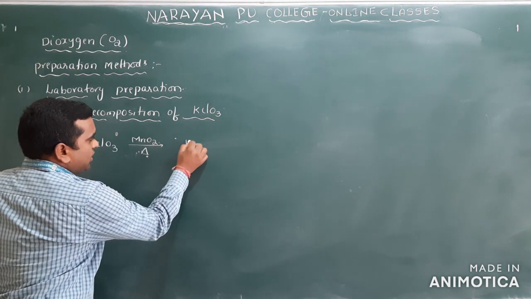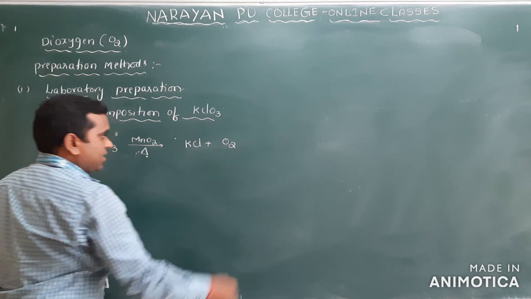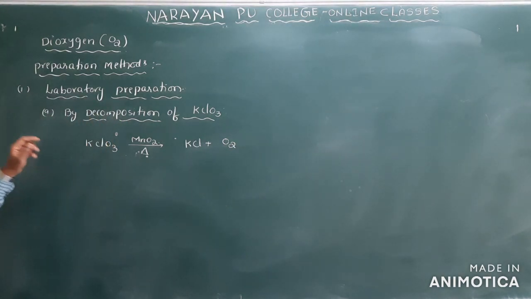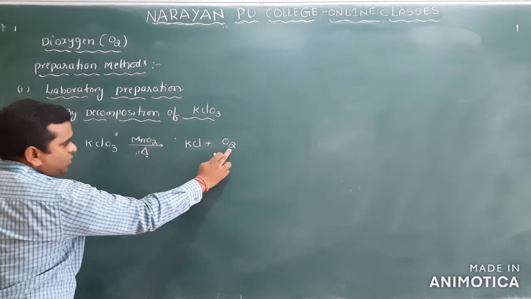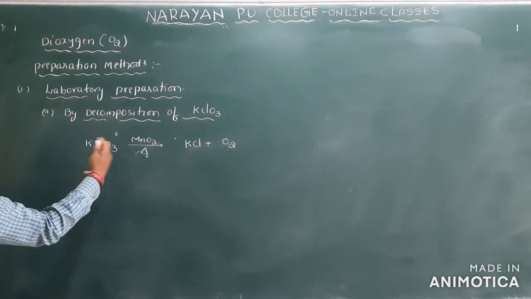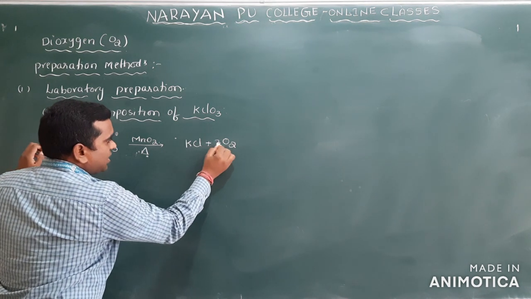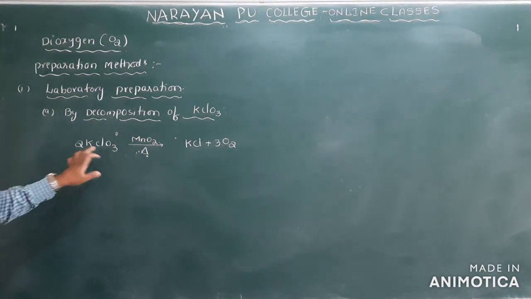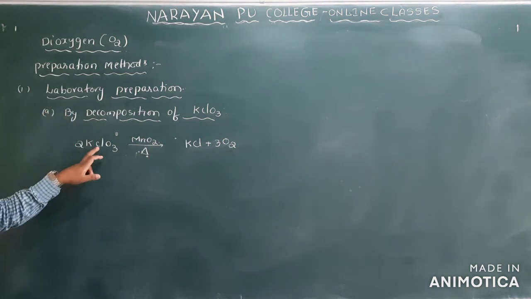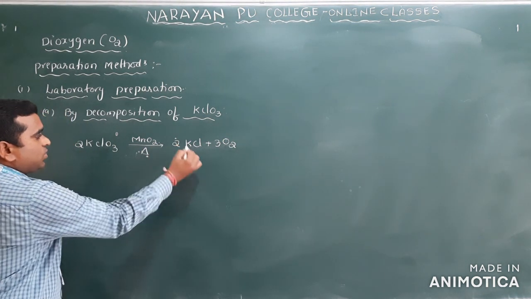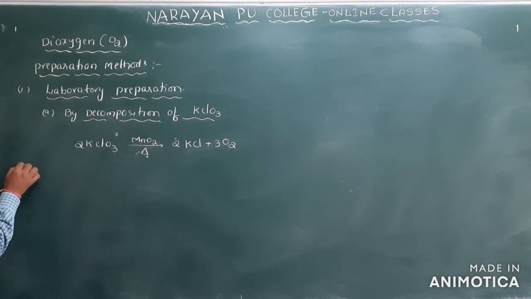Then KClO3 will be dissociated into KCl plus oxygen. Balance the equation. Here 3 oxygens are there and here 2 oxygens are there. I will balance the oxygens first by multiplying this one with 2 and this one with 3. Automatically oxygens are balanced: this side 6 oxygens and this side also 6 oxygens. Now put 2 KCl here. Clear? So this is the first preparation.